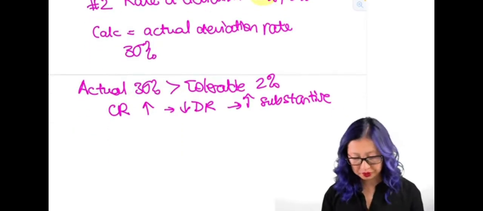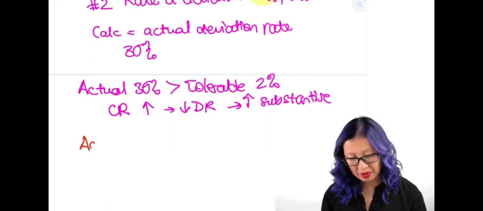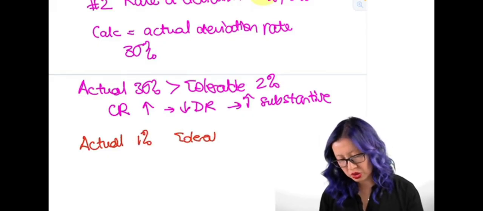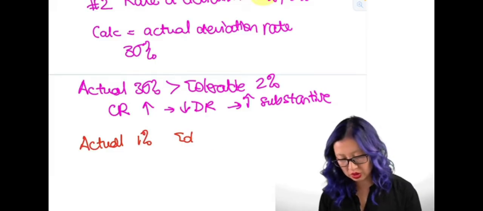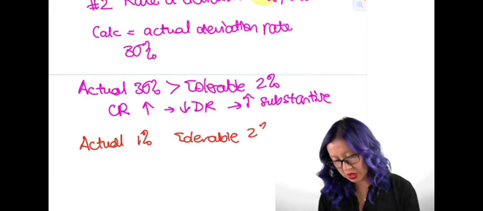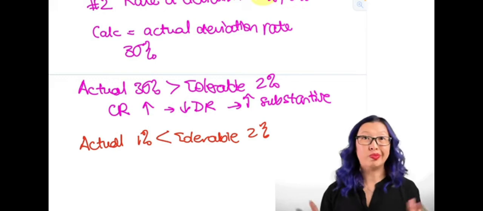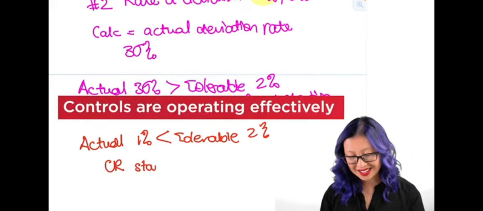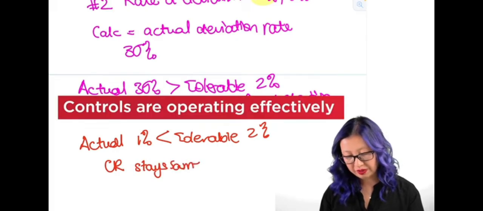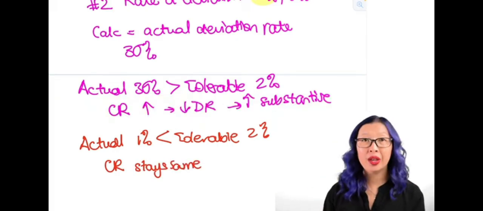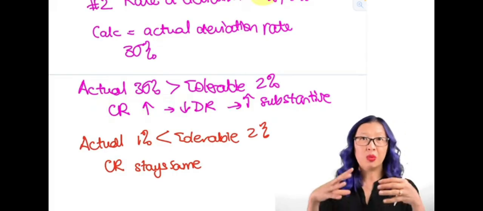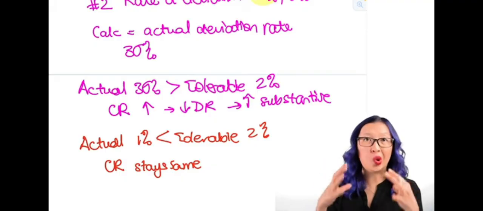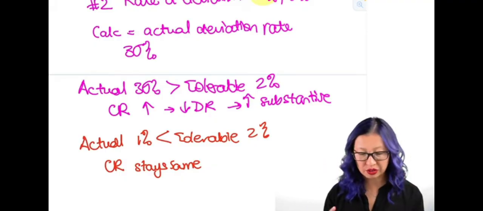Now, what if it was the opposite? What if I found that my actual was 1% and my tolerable was 2%. Oh, I can't even spell tolerable. Tolerable was 2%. Well, then I've actually done better. The controls are working correctly. So control risk stays the same. All right, no need to change. You keep going with limited substantive testing because you've proven that the control activities that exist around the accounting data work correctly or operating effectively.